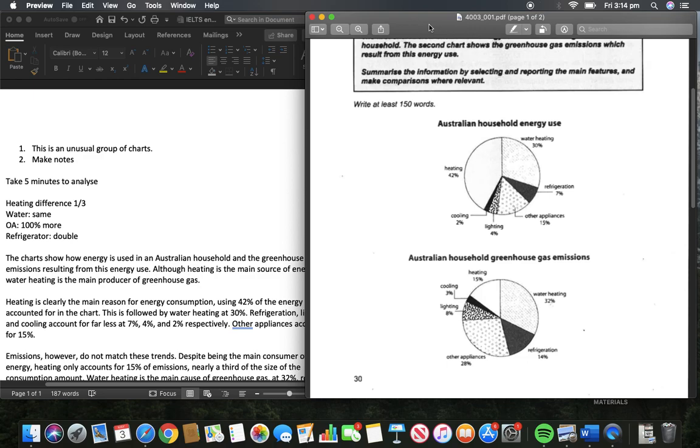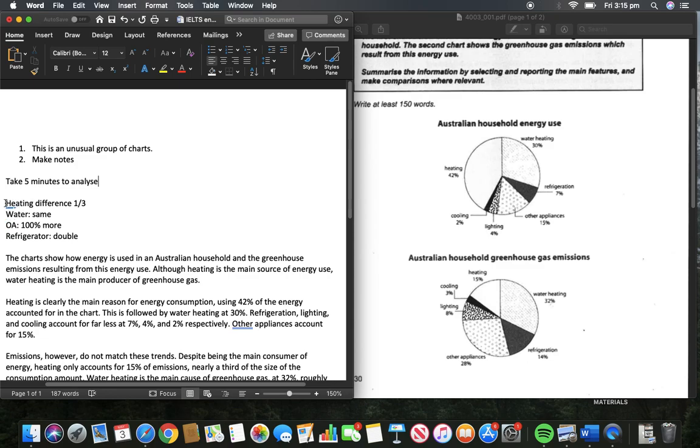All right, welcome back. Now, I'm sure you saw some of the same things that I did. Heating 42% here, 15% here. So I made a bit of a note here. Now, I didn't write down the data sets, but I wrote down the difference. So for whatever reason, heating is 15 here and 42 here. That's roughly 1/3 of the difference. Water, 30%, 32%, generally the same. OA, which is other appliances, here is 15, here is 28%.